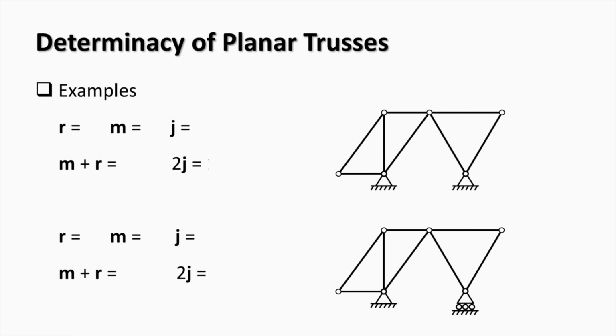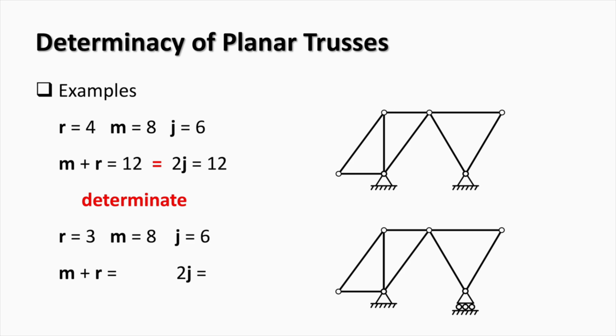Let's consider the determinacy of 2 other trusses. As you can see, these trusses have a similar arrangement of bars. The only difference is in the right support, which is a simple support in the top truss and a roller support in the bottom truss. The first support has 4 reaction forces, 2 reaction forces per each simple support. The truss also has 8 members and 6 joints. The sum of reactions and truss members is 12, which is equal to twice the number of joints. Therefore, the truss is determinate and can be solved.